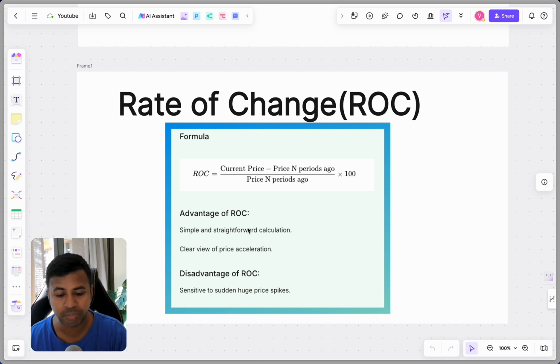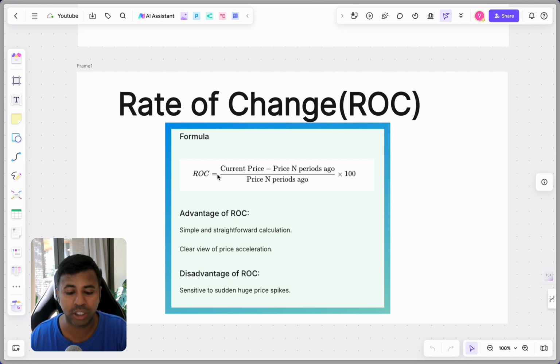Now, the advantage of ROC is that it is a pretty simple and straightforward calculation. If you're going to implement this indicator in any of your coding packages, like Python or Google Sheets, or any of your trading packages, it is pretty straightforward to calculate. In most trading software, it is readily available as an indicator, so it's easy to use. And it also gives you a clear view of the acceleration.